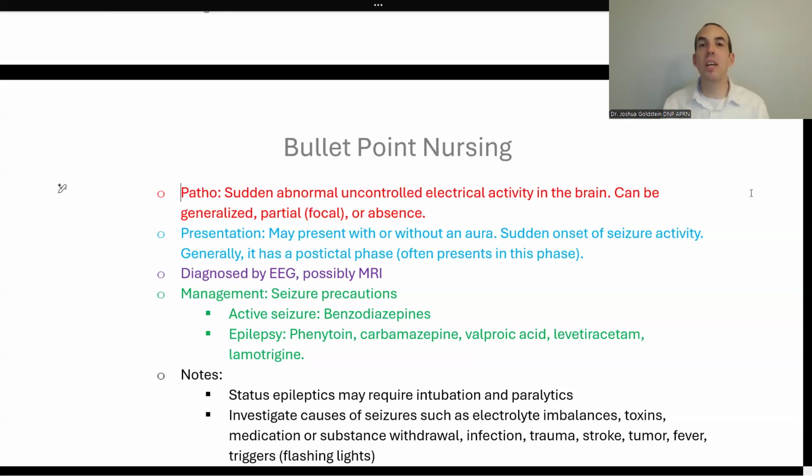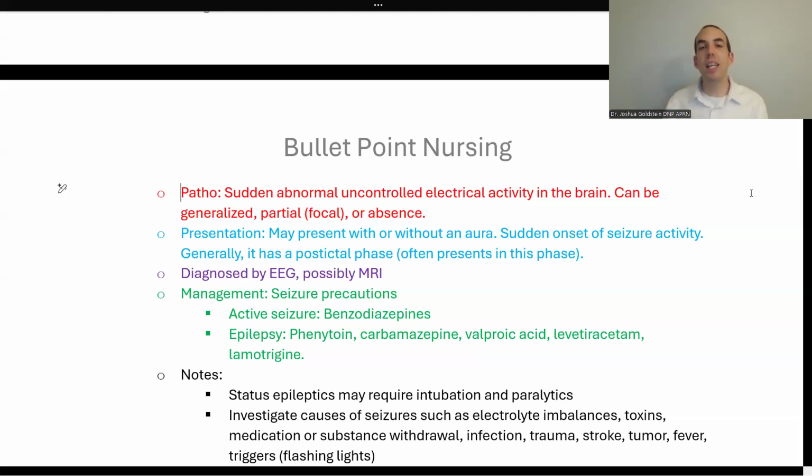How do we manage a patient? First of all, if they have a seizure, if they're at risk of a seizure, the doctor's going to order seizure precautions, which you're going to have to follow. If the patient is actively seizing as we speak, we give them a benzodiazepine, usually lorazepam, which is Ativan. That's our go-to. We might also use diazepam, which is Valium, or we might use midazolam, which is Versed. Those are the three medications. Lorazepam, Ativan is by far the most common.